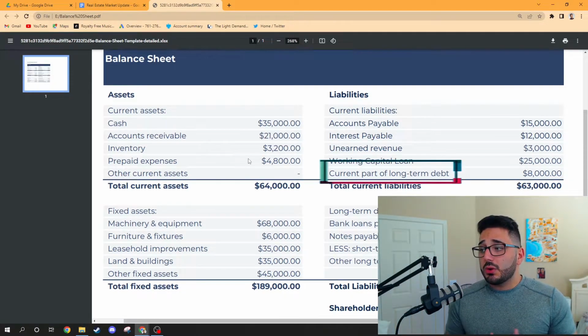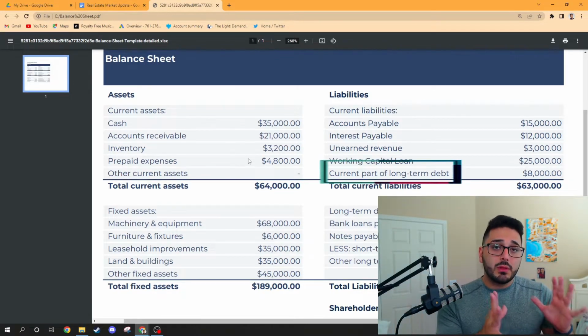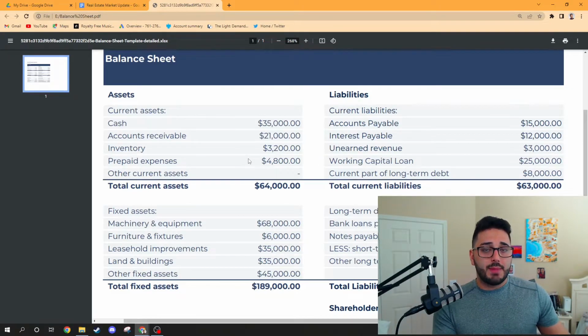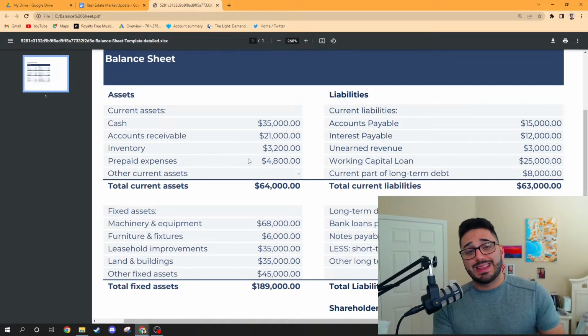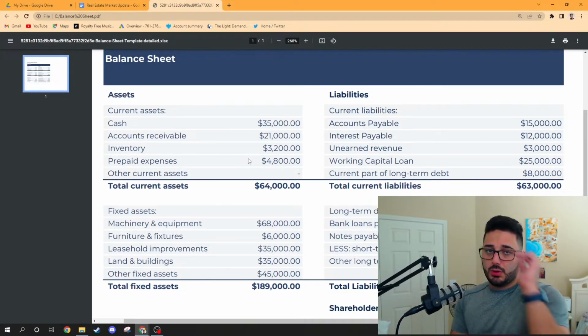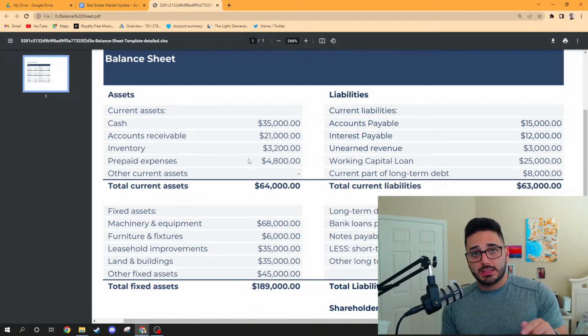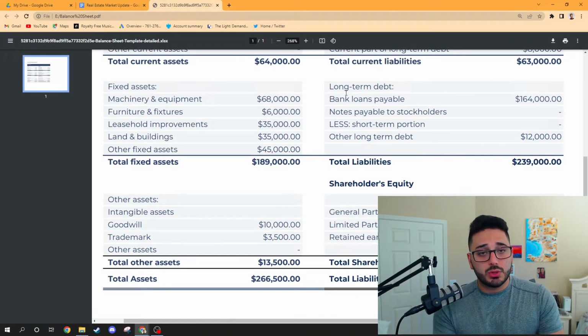Another one is current part of long-term debt. If you have a long-term debt, you have a balance, the principal amount for the total amount. What happens is that we have to deduct the part that we have to satisfy this year and put it in our current liabilities. The rest, which will be amortized or matured in the future, will be in the long-term section. So now we're in the long-term section and we see something that is bank loans payable, $164,000.